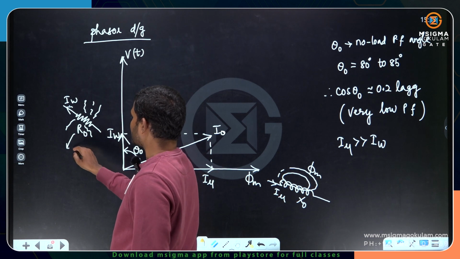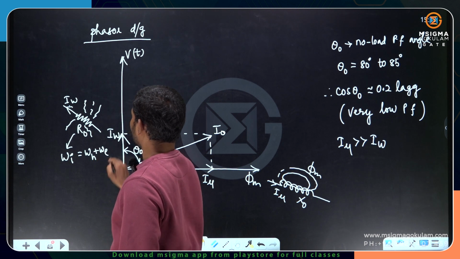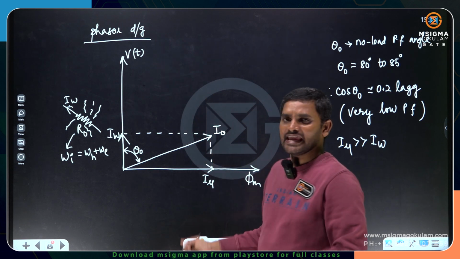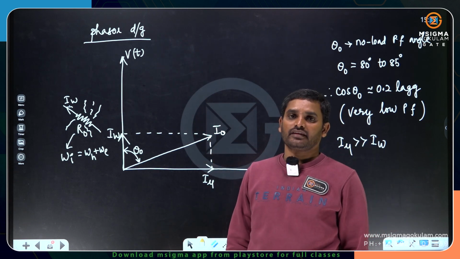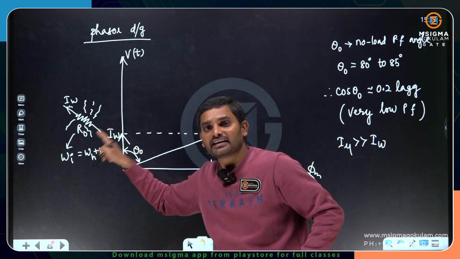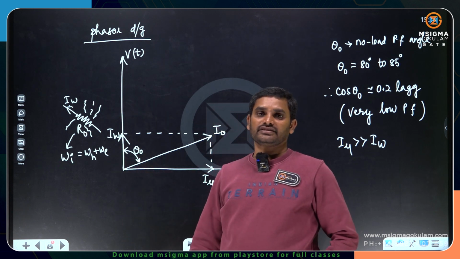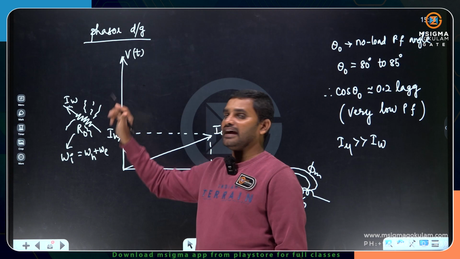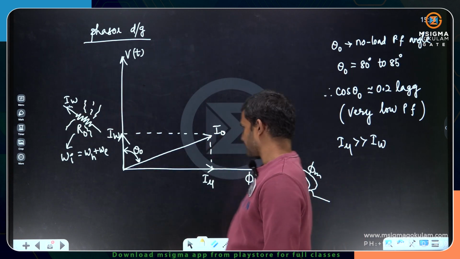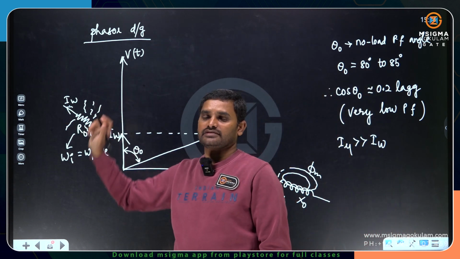R naught represents the iron loss component, that is hysteresis loss plus eddy current loss, not I mu. I mu is just to create the flux. For the reversal of flux lines, energy is required. Who supplies it? Hysteresis energy. For the eddy current energy, who is going to supply it? IW, the core loss component, the working component. The magnetizing component doesn't create any loss; the working component will create a loss.